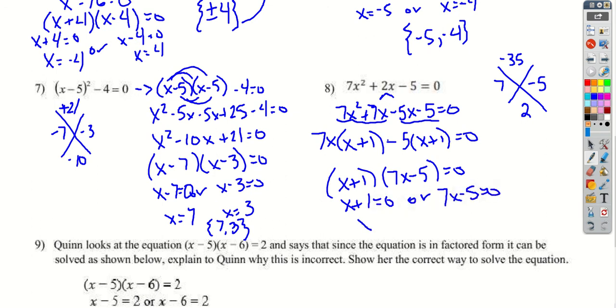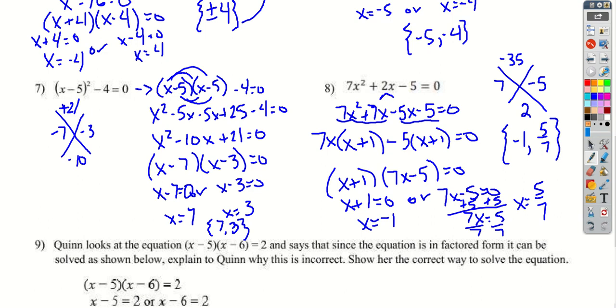And then we solve. This is nice and easy. That's -1. Here we're going to add 5 to both sides. So we get 7x is equal to 5. And then we divide by 7. X is equal to 5/7. And then we're going to do our solution set. So we'll just put it off to the side here. And we have our answers.